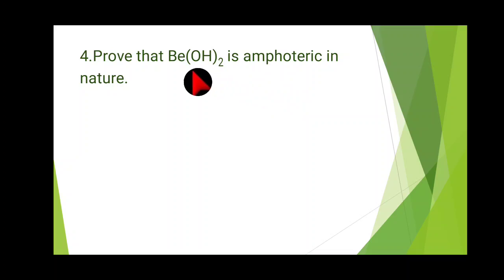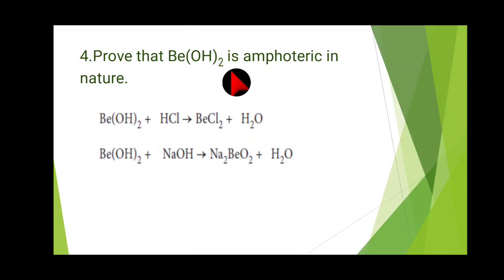Next, prove that beryllium hydroxide, Be(OH)2, is amphoteric in nature. Amphoteric means what? Beryllium hydroxide reacts with both acid and base. Any compound which reacts with both acid and base we can call amphoteric. So beryllium hydroxide reacts with an acid, hydrogen chloride, hydrochloric acid, and it also reacts with a strong base, sodium hydroxide.